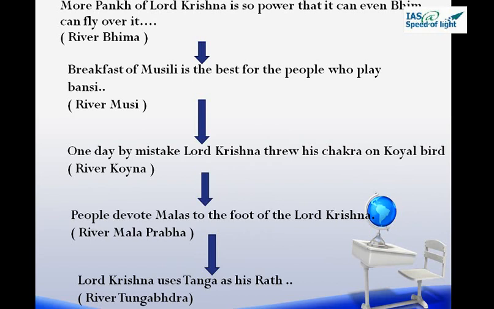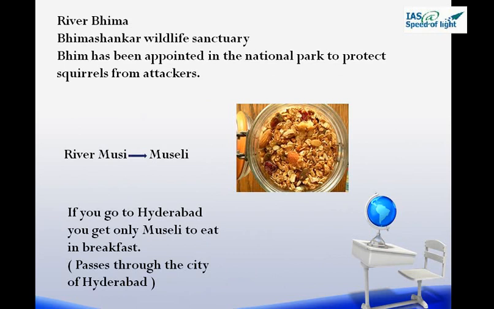So with river Bhima, we get Bhima Shankar Wildlife Sanctuary. So Bhim has been appointed in the national parks to protect squirrels from attackers. So squirrels actually are the main attraction in this Bhima Shankar Wildlife Sanctuary. So we link two things. First thing is Bhima Shankar Wildlife Sanctuary. Bhim has been appointed by the government of India to protect the national parks and particularly the squirrels from the attackers. So just imagine Bhim protecting squirrels from the attackers.